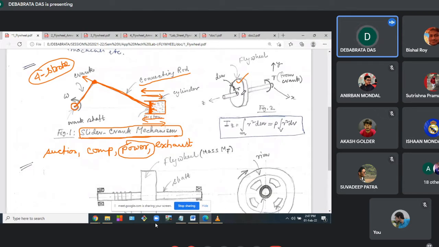There is an increase in speed, but that increase is very marginal due to the high value of I of the flywheel. Clear? Yes, sir. And for the rest of the three strokes, suction, compression, and exhaust, actually no power is developed. So no torque is developed.